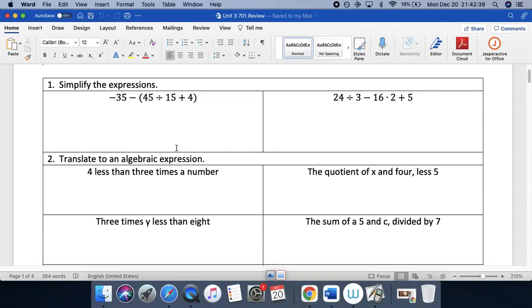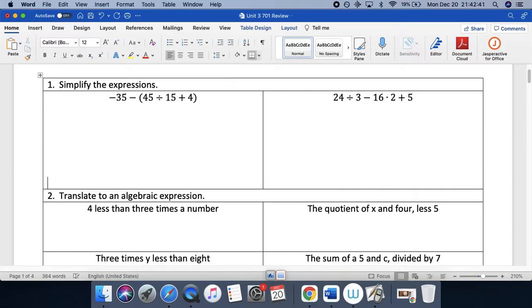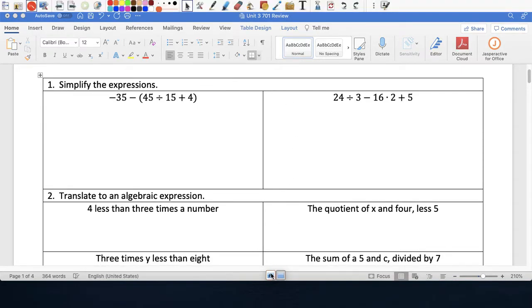Question 1, simplify the expression, so order of operations. So remember what your order is. First we do, and I'll write it over here, if you want the grouping, right? Parentheses, then it's the exponents, then it's multiplication or division, and then addition or subtraction.